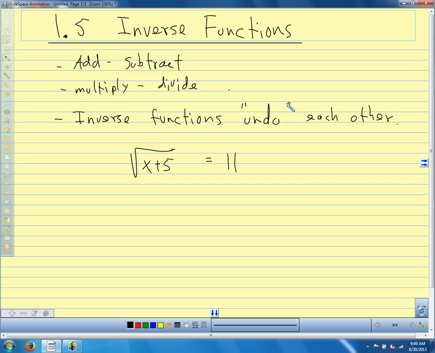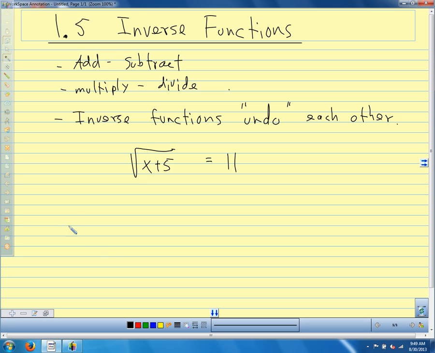So that's the most common one we've worked with, and we've done any of the power functions and the root functions. We've used those. Cubing undoes cube root, etc. So the basic idea of an inverse function is that it undoes another function.